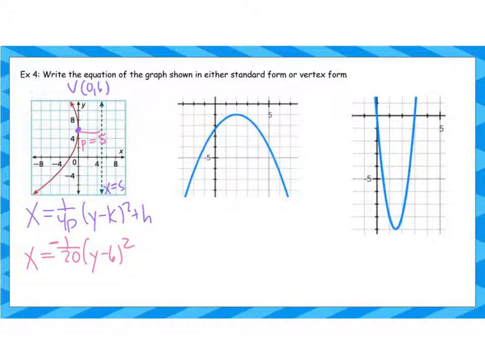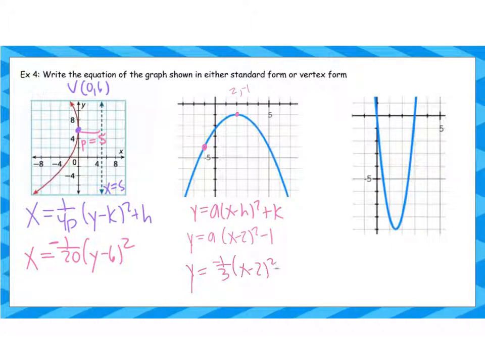On my next one, again, I can see the vertex pretty clearly, so I'm probably going to use vertex form here. That vertex is 2, negative 1. So y equals a times x minus h squared plus k. So I would do y equals a times x minus 2 squared minus 1. And then you can pick any point on this graph that you want to plug in. Solve for your a value. You're going to get an a value of negative 1/3. So y equals negative 1/3 times x minus 2 squared minus 1.